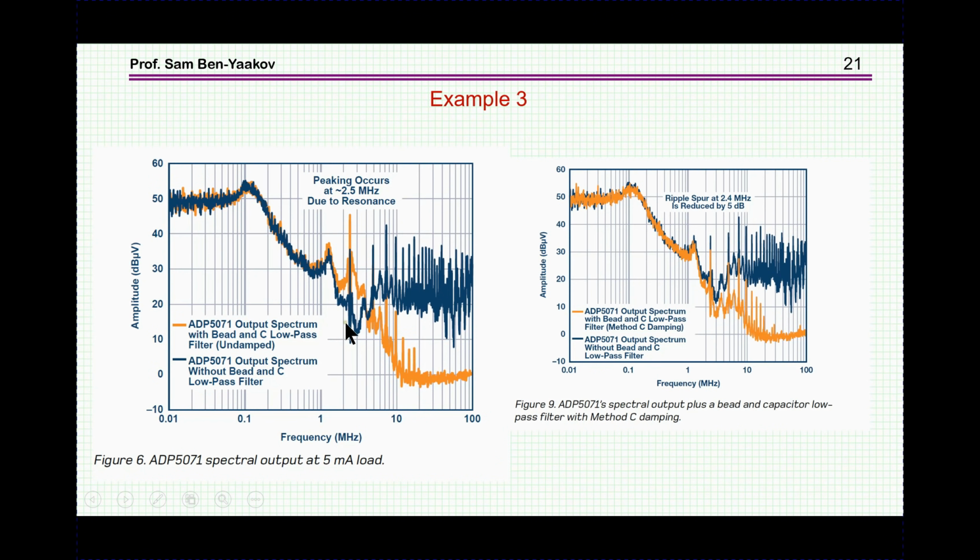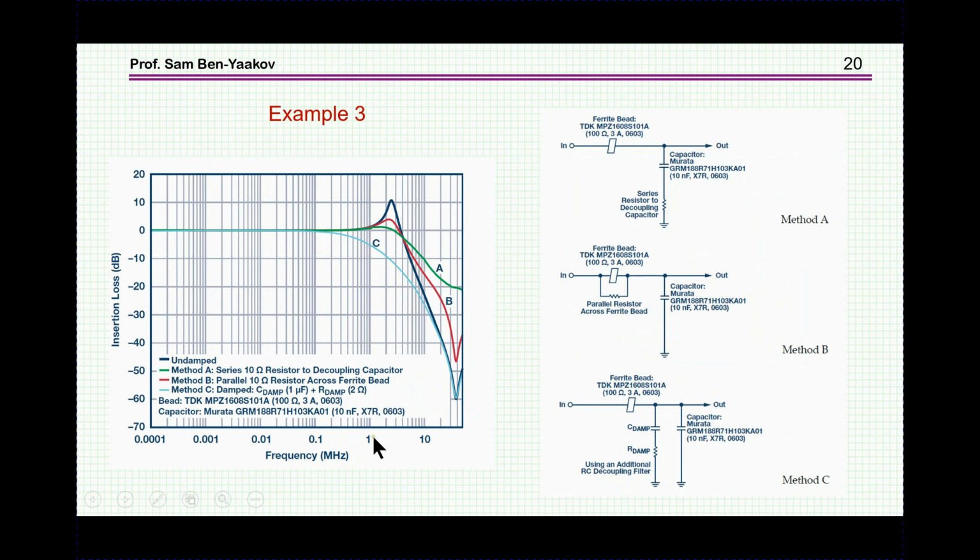Here they are showing the actual spectrum of the signal in this case. We see the original is the dark one. We see high components here. And the orange one here is the regular bead plus capacitor, no damping. And we see that, of course, there's attenuation at high frequency, very nicely. But in fact, at this point, this is 2.5 megahertz, it's worse. Why is that? Because at 2.5 megahertz, we got this thing here.